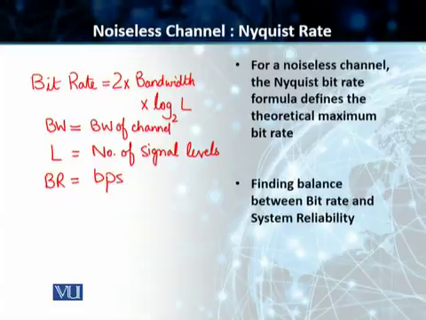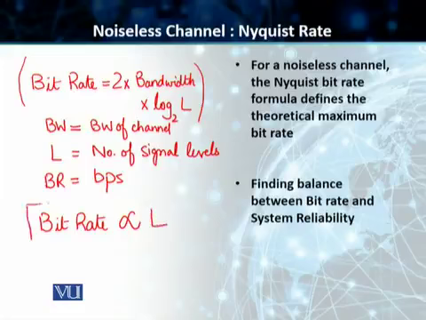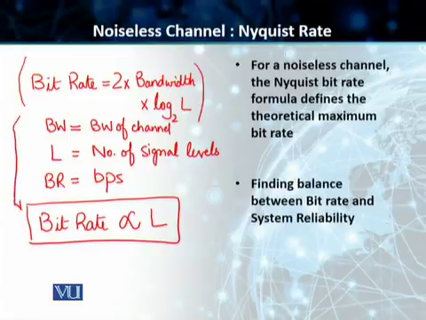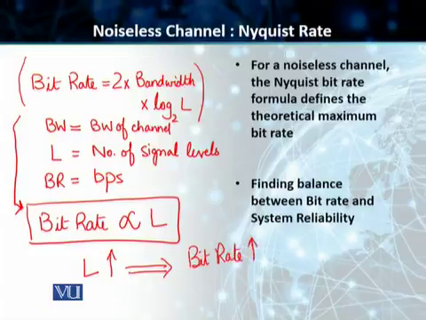Now students, a point that I want to make before I move on to the next slide: with this formula, what you can see is that our bit rate looks as if it is directly proportional to the number of levels. Students, what this means is if we can keep on increasing the number of levels, we can essentially have an infinite bit rate, isn't it? Now students, theoretically, this looks correct from this Nyquist rate formula. However, in real life, we need to find a balance between bit rate and system reliability.